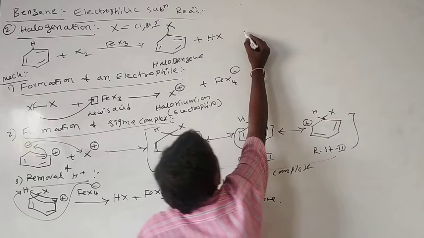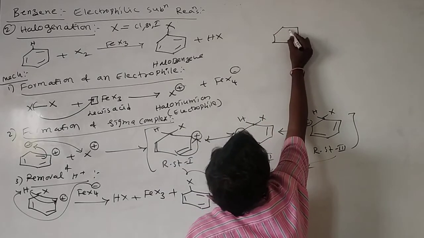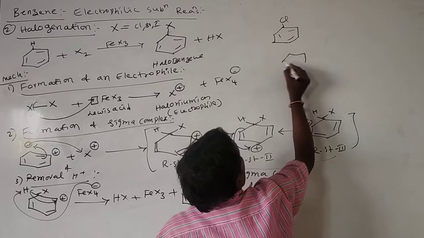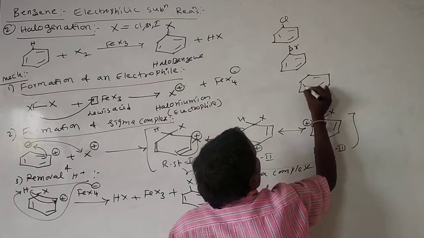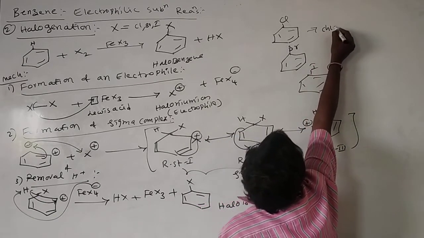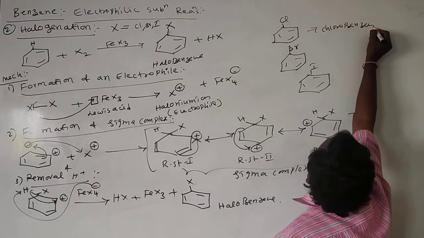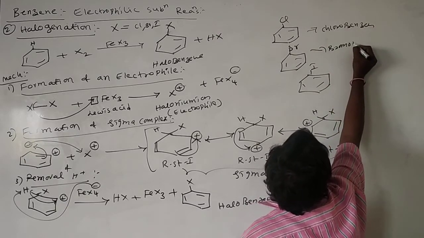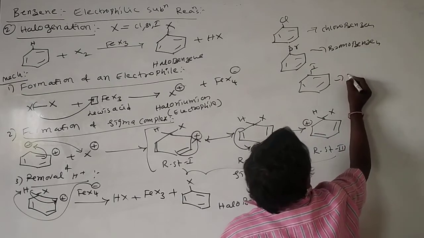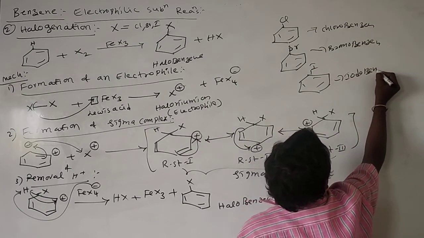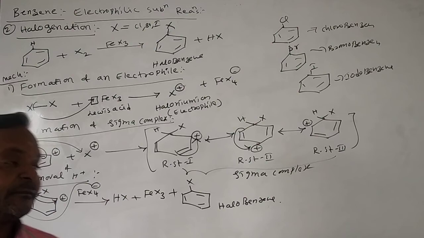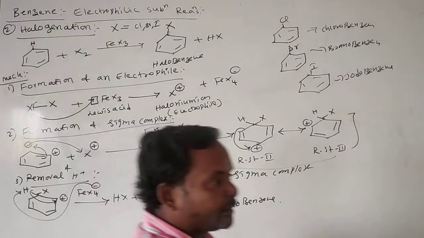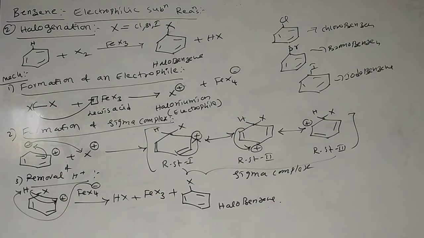Just you try: preparation of chlorobenzene, preparation of bromobenzene, preparation of iodobenzene. This is chlorobenzene, this is bromobenzene, this is iodobenzene. You write the mechanism and reaction for these different compounds: chlorobenzene, bromobenzene and iodobenzene.